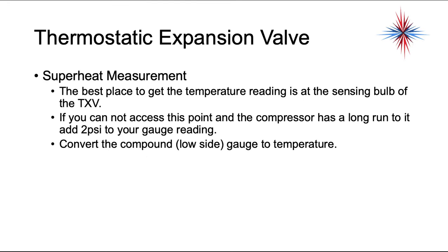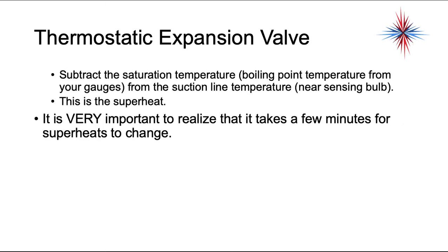The best place to get a temperature reading is at the sensing bulb of the TXV. If you cannot access this point and the compressor has a long run to it, you can add 2 psi to your gauge reading. So convert the low side gauge to temperature. Okay, so we want the temperature of the evaporator. Subtract that saturation temperature, that's the boiling point temperature from your gauges, from the suction line temperature near the sensing bulb. This is superheat.